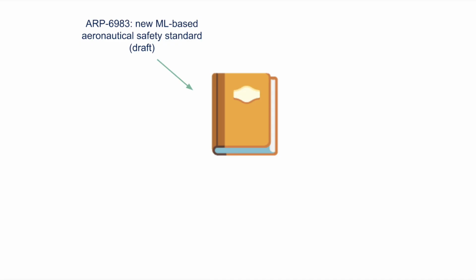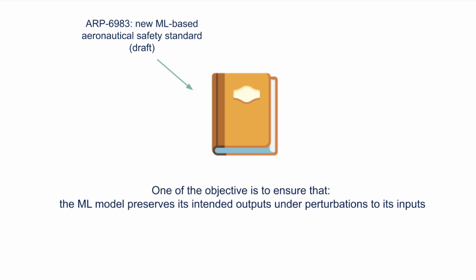To begin, I would like to talk a little bit about the new machine learning based aeronautical safety standard. These are guidelines, like rules, for integrating machine learning technology into aircraft systems. And roughly speaking, it states that one of the objectives of this new standard is to ensure that the machine learning model preserves its intended outputs under perturbations to its inputs. And this gives us an idea. And I'm really excited to share with you our work on verification for object detection.